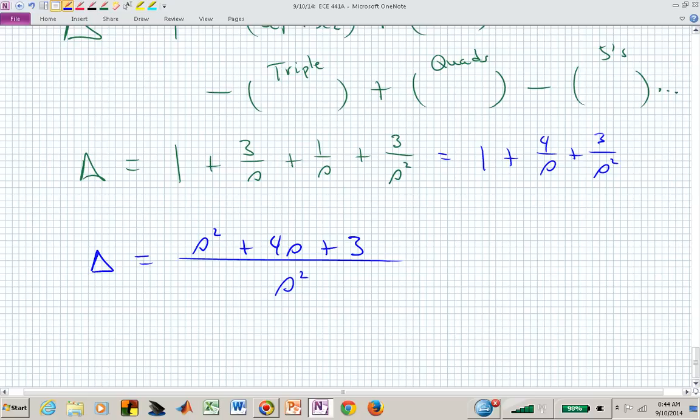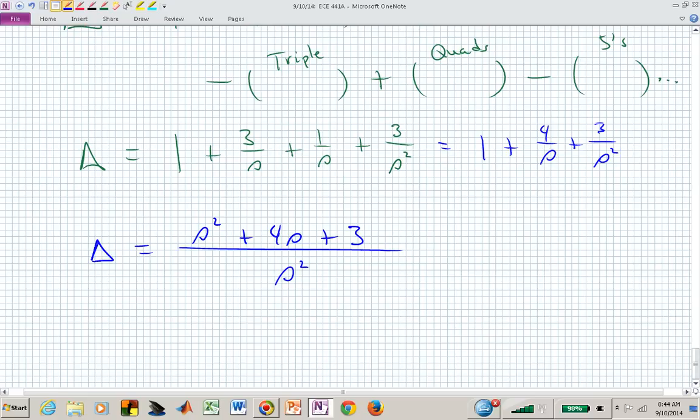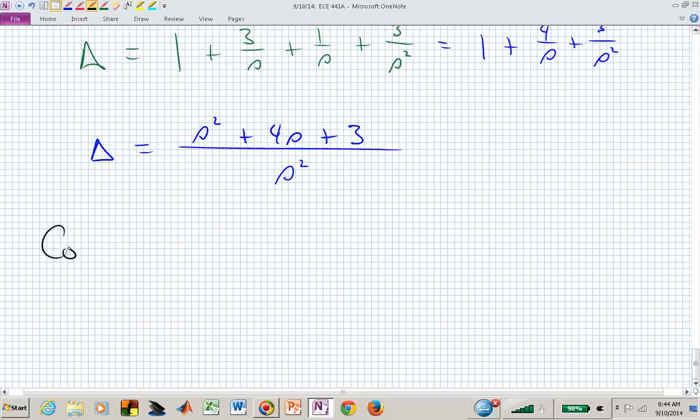Oh, we're almost there. Now we need cofactors. If we have determinants, we need cofactors. So what are these cofactors? This is all Mason's game.